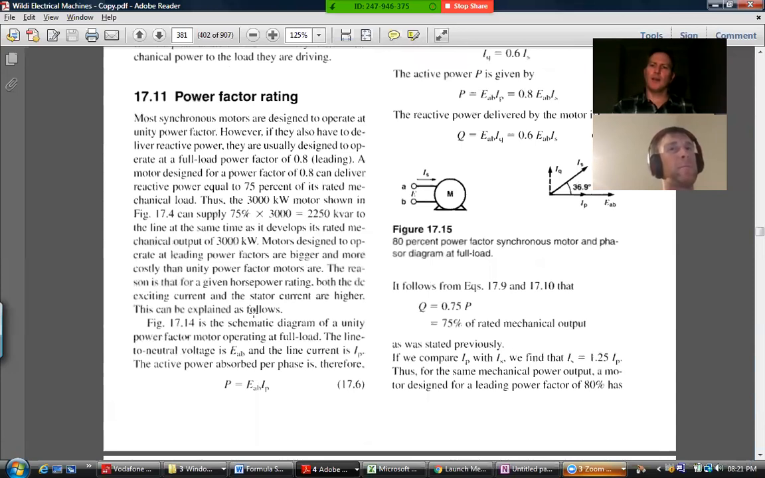Or we can make it act as, by under-exciting it, we can make it act as if it was an inductor, so that the grid feeds it as if it was an inductor with a lagging power factor. That would be seen as taking reactive power from the grid. And the other way would be providing reactive power to the grid.